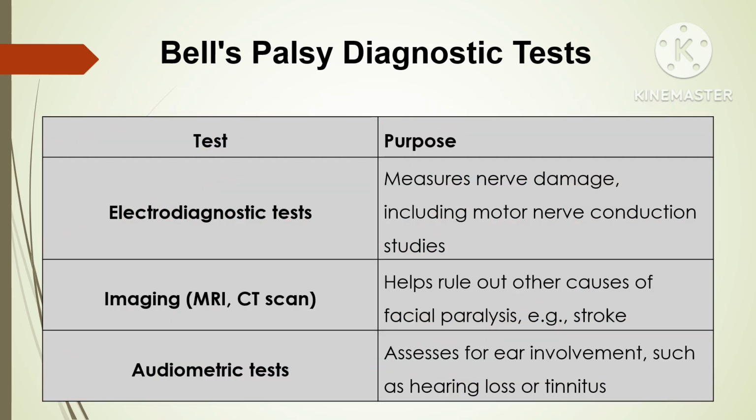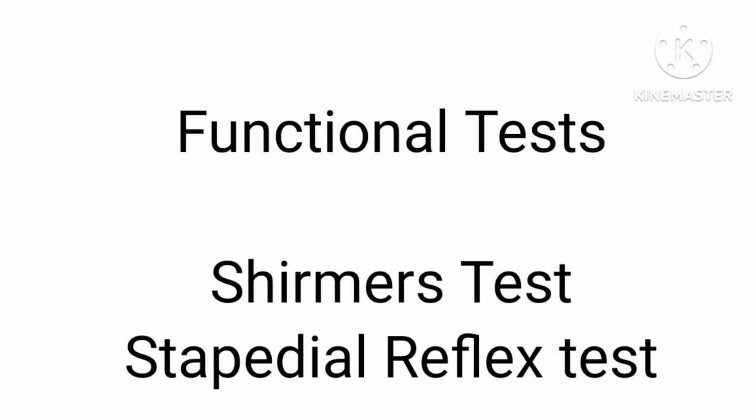Functional tests such as Schirmer's test or the stapedial reflex test are done to assess the tear production and check the stapedius muscle response in the middle ear, respectively. These both functions are controlled by the facial nerve.